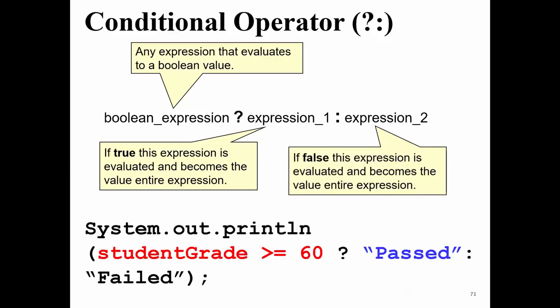For example, you can write the if-else statements we saw in the previous slides as System.out.println, student grade greater than or equal to 60, then you ask a question mark. If that's true, you're going to return the string pass. If this is the complement, or false, you're going to return fail.